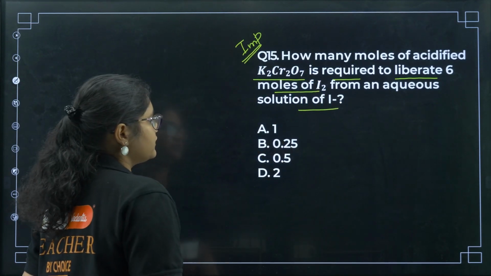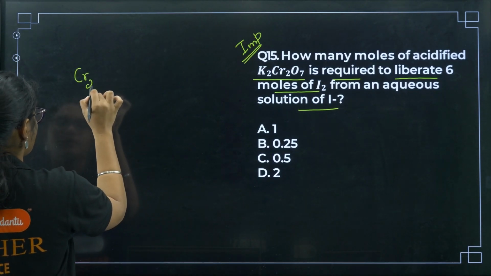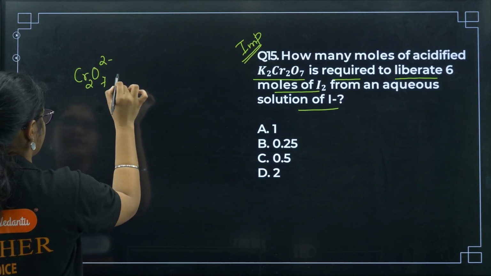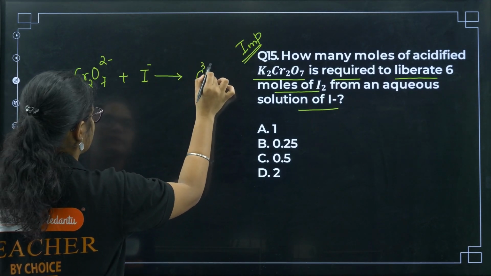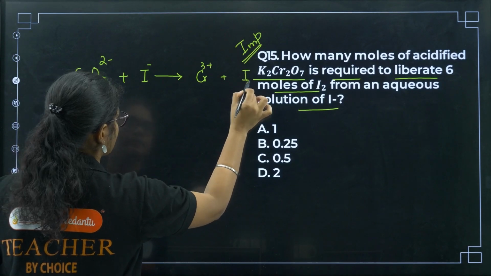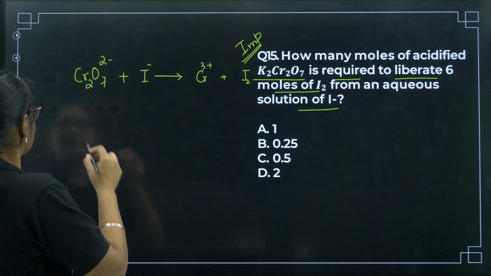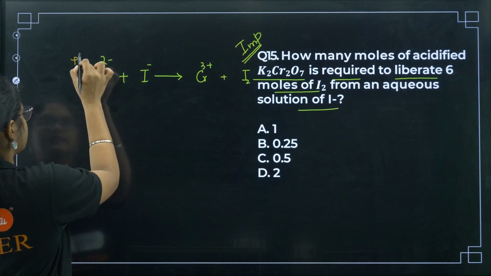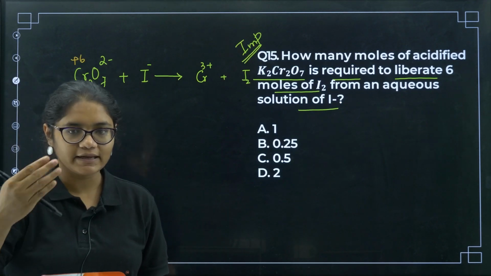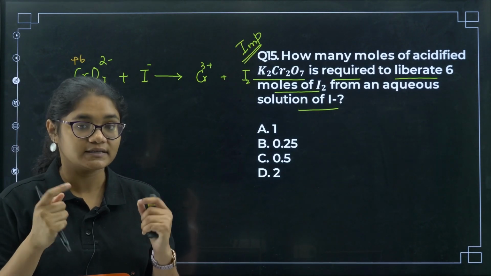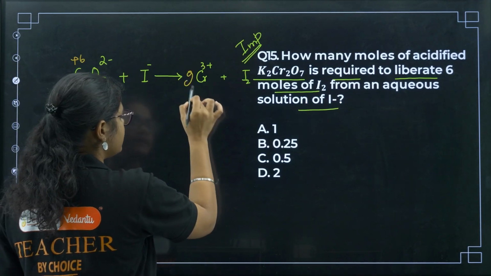So first of all, you need to understand the reaction. See what happens: Cr2O7 2 minus plus I minus gives you Cr3 plus and I2. Now, what is the oxidation state of chromium here? Chromium oxidation state is +6, right? So +6 to +3 requires 3 electrons, or 3 moles of electrons. But there are 2 chromium here, so I need 2 chromium on the other side too.